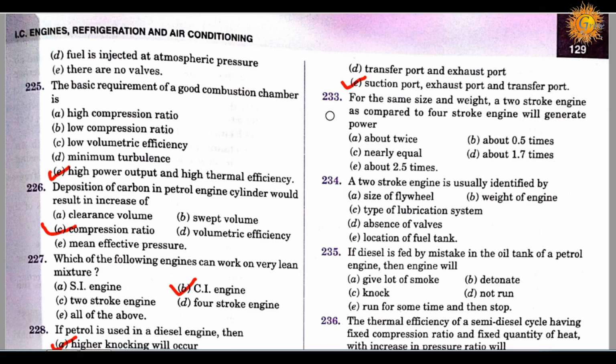Question number 233. For the same size and weight, a two-stroke engine as compared to four-stroke engine will generate power: option A, about twice; option B, about 0.5 times; option C, nearly equal; option D, about 1.7 times; option E, about 2.5 times. So the correct answer is D. It will be about 1.7 times.